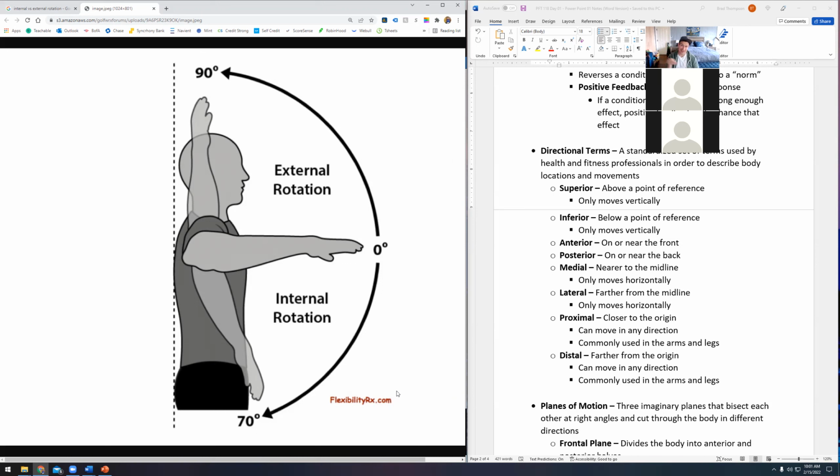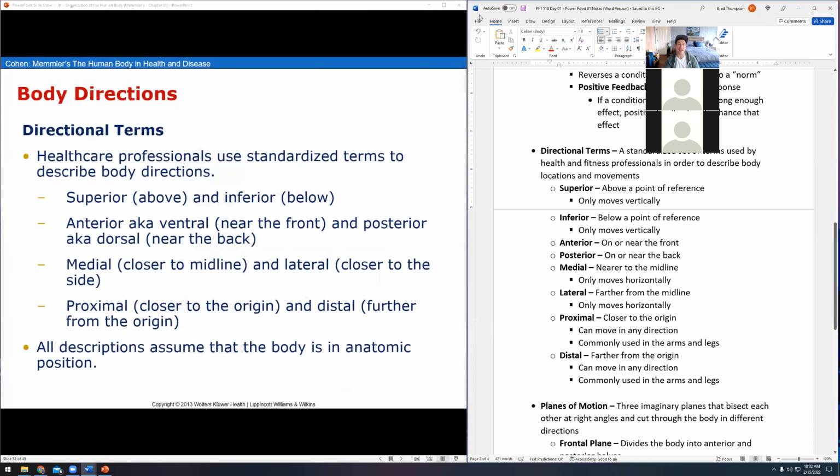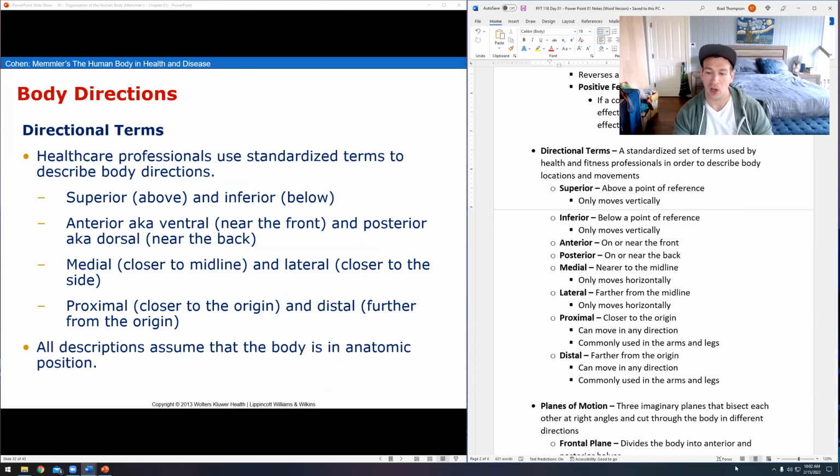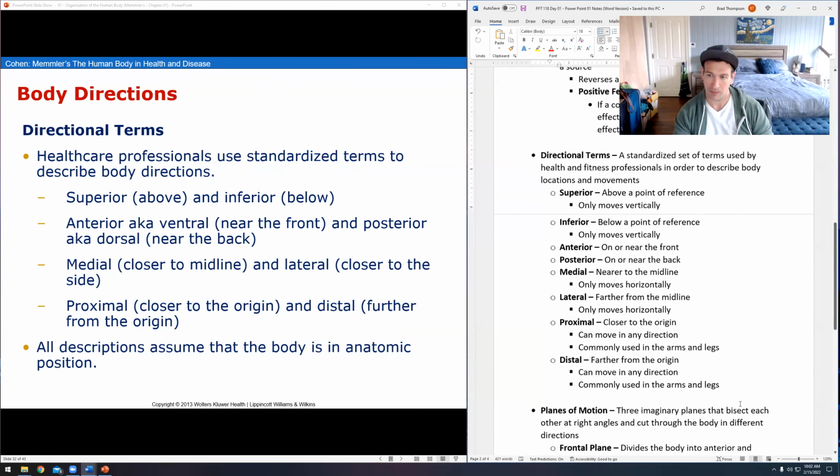Yes, a circle is infinite in a way. But thanks to the way we have studied anatomy, we have a starting point. We know what the starting point is. And because I know what the starting point is, if it's going away from the starting point, that's external. And if it's going towards the starting point, that's internal. And there is no argument here, right? That is why we have our directional terms so specifically. All of these directional terms are going to come from what we call the anatomic position, okay?